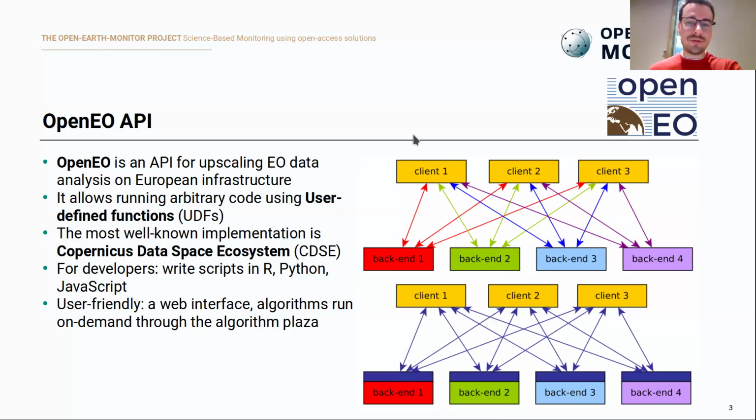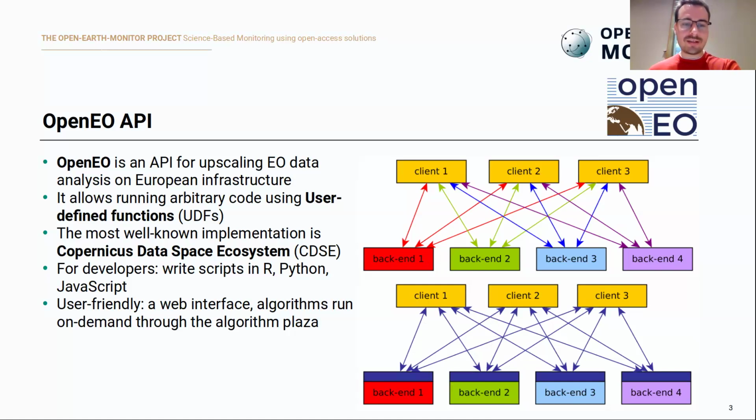And the most well-known backend is the Copernicus Data Space Ecosystem, or CDSE. It's far from the only one, though. And in this project, we also use multiple of them, which I will be talking a bit about later.